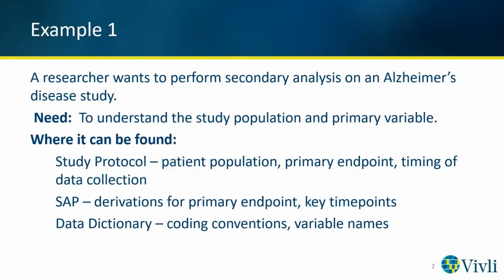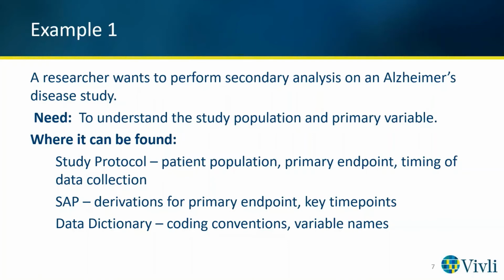I'll talk about a few examples to show you how you can use this information in some hypothetical research situations. So the first example, a researcher wants to perform a secondary analysis, in this case on an Alzheimer's disease study, but it could be any kind of study. And so they want to make sure that they understand the study population and the primary variables. So when they design their study, they're really doing the right thing. So where can you find this information?